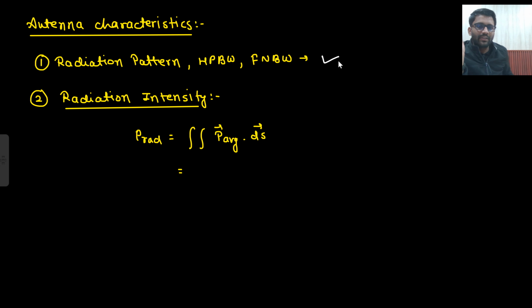Like when first null beamwidth can be asked, when half power beamwidth can be asked, when radiation pattern can be asked, that also we have seen. So these are the characteristics of an antenna. Like if there is an antenna, you define some characteristics. So radiation pattern, half power beamwidth and first null beamwidth. So that we have already studied.